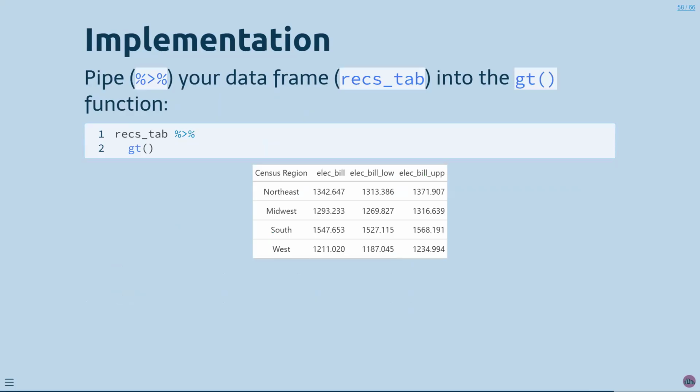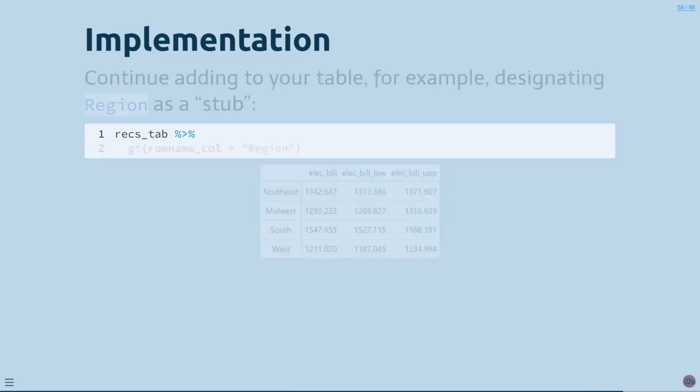So we can then pipe Rex table into the GT function. This is what the code looks like, and then the resulting table. Almost immediately you have something that, at least to me, is much more readable and easier to share. Okay, and next slide, please.